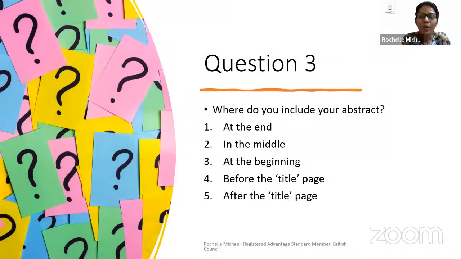Where do you include your abstract? You can just give me the number. Right. So the answer is correct. Thank you. It's right after the title page. It's a bit funny to think of it. That's the last document you write, but still that is the first thing you'd attach right after your title page. Right after the title page.